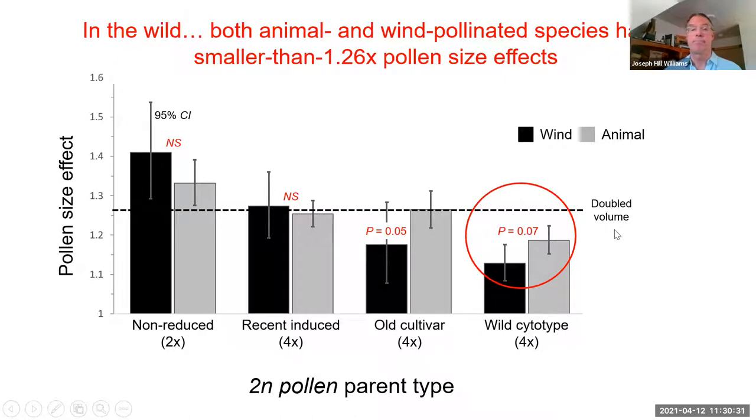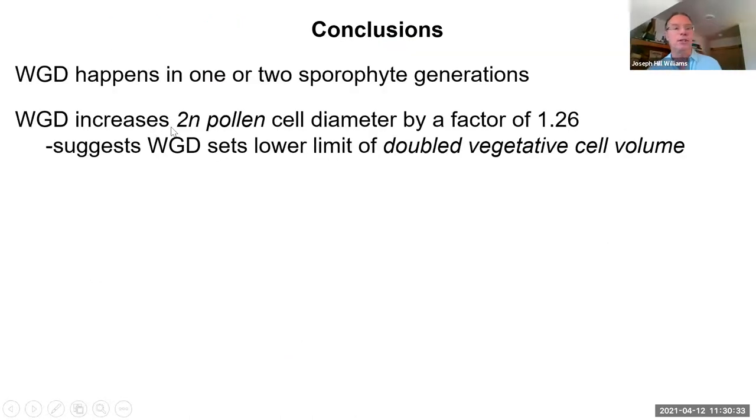So in conclusion then, whole genome duplication happens in one or two sporophyte generations. In this case, I think I've shown pretty solidly that the pollen vegetative cell diameter increases by a factor of 1.26. And that really is consistent with what people have said, that whole genome duplication sets a lower limit of doubled vegetative cell volume, that you need at least a double cell size to accommodate the doubled genome size.